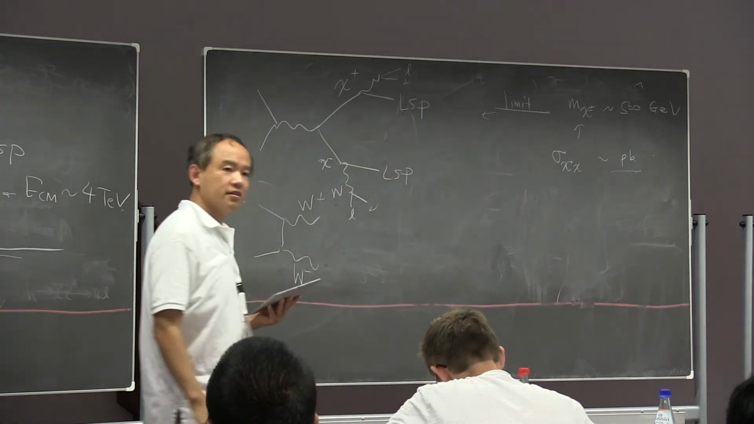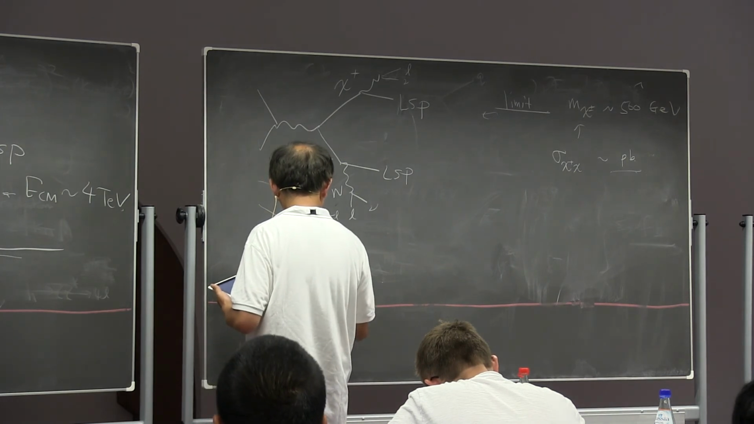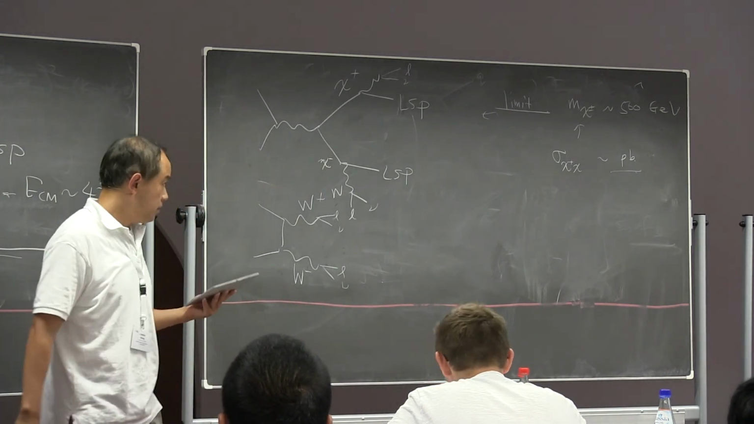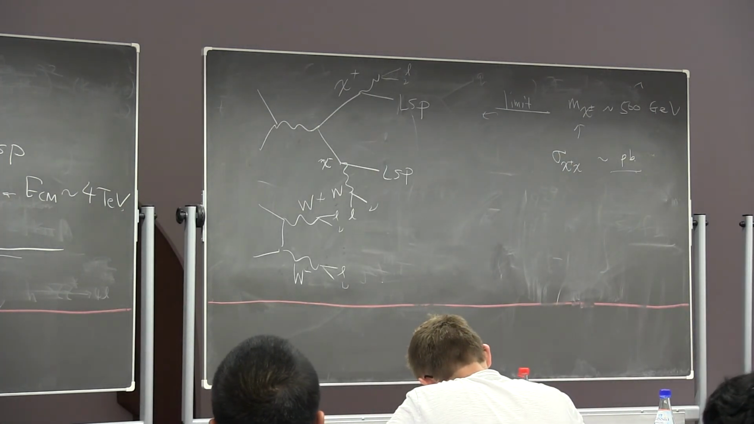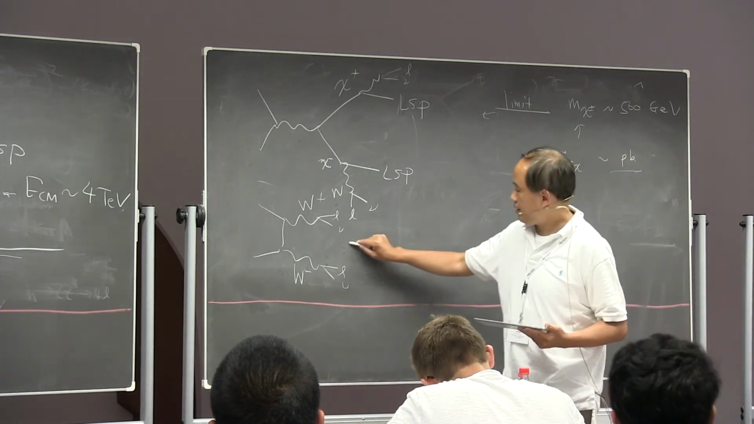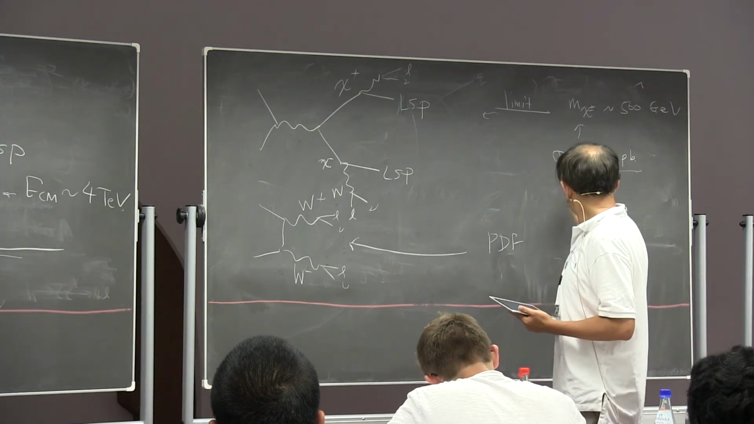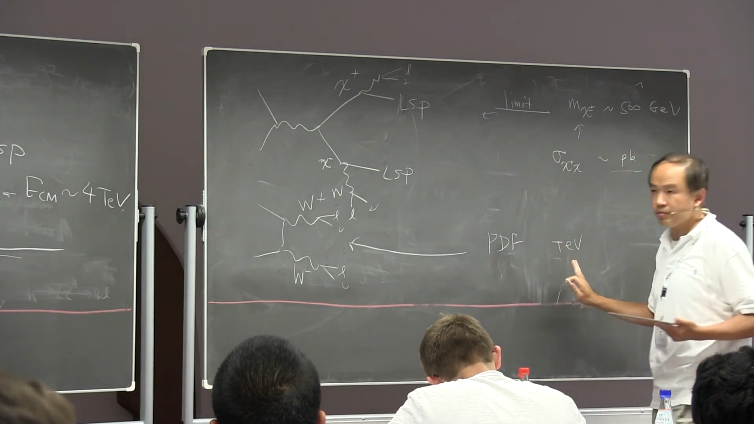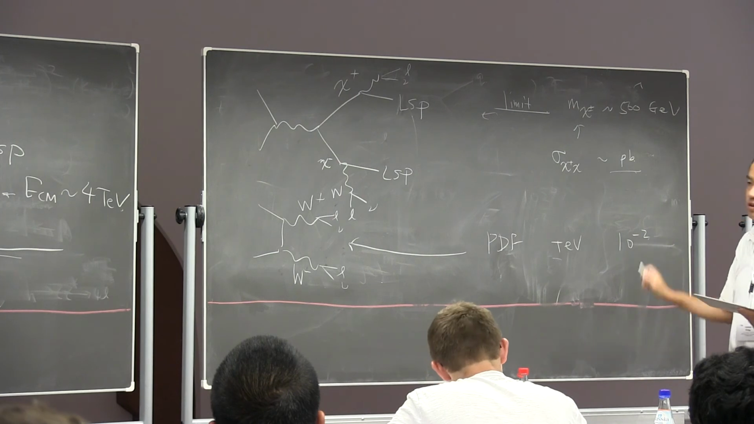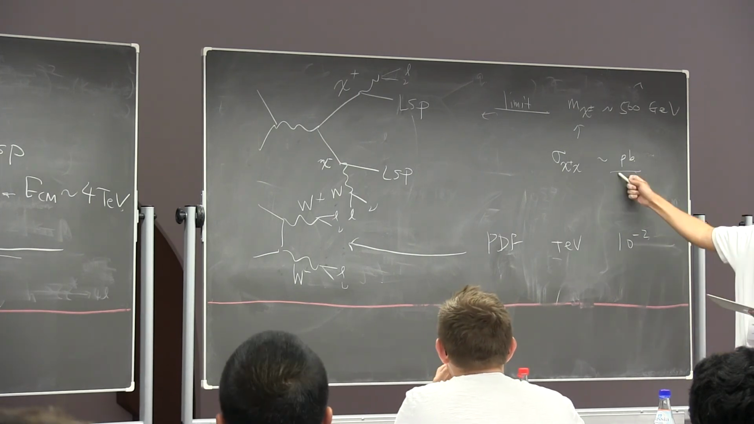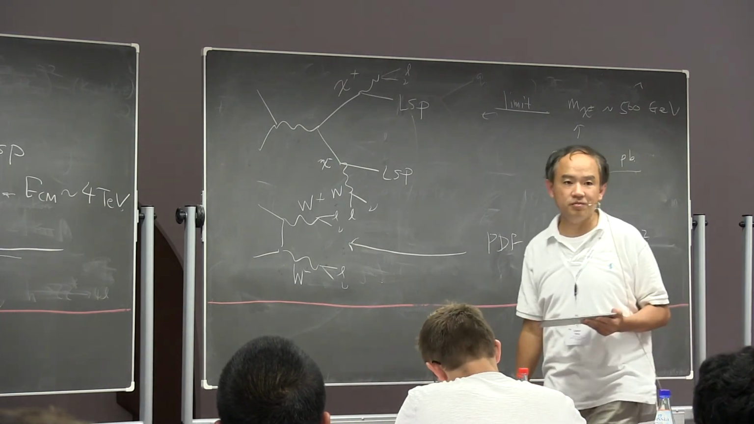But if both go to leptons, and this is L nu, this is L nu, then WW you start out at 100 picobarn. But that's at threshold, and once you do the PDF, going down to a TeV central mass energy, it gives you a factor of 10 to the minus 2, basically taking that 100 picobarn down to a picobarn level. So that's why the limit is around 500 GeV.